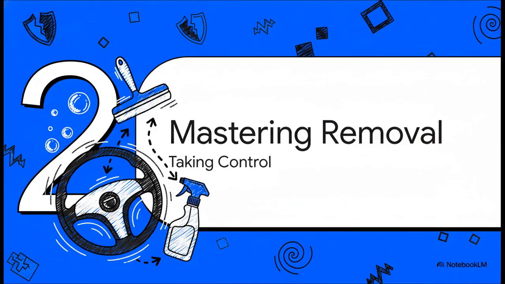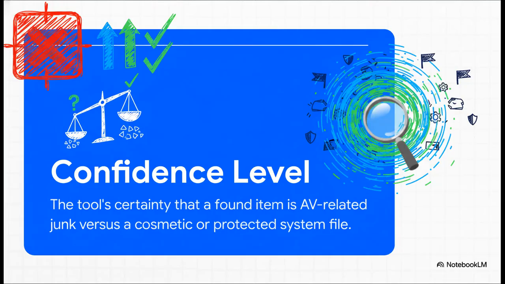Okay, so we've covered the why, which is super important. Now let's get our hands dirty with the how. We're going to walk through how to actually master this removal process and really take full control of your system's health. Now, hold on. Before you just start clicking delete on everything, there's one really important concept you've got to understand: the confidence level. See, this tool isn't just a sledgehammer. It's smart. It gives every single thing it finds a rating, telling you exactly how sure it is that an item is junk. This is the feature that lets you make informed, safe decisions.